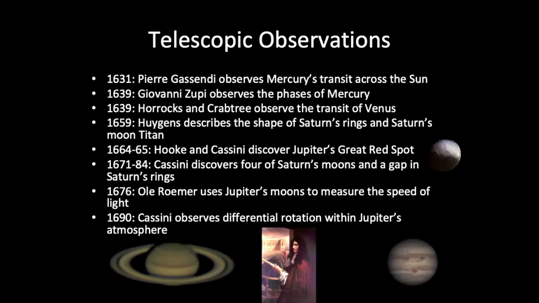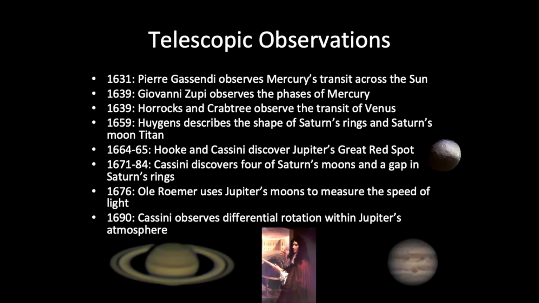In 1676, Ole Romer used the moons of Jupiter to make the first measurement of the speed of light. This was possible because the moons of Jupiter seemed to appear coming out from behind Jupiter later when Jupiter was on the other side of the sun from the Earth than when Earth was passing Jupiter, meaning that the light from those moons took longer to reach Earth when Jupiter was farther away.